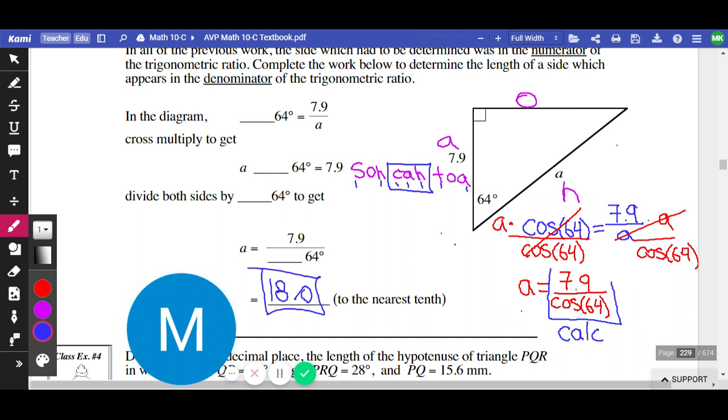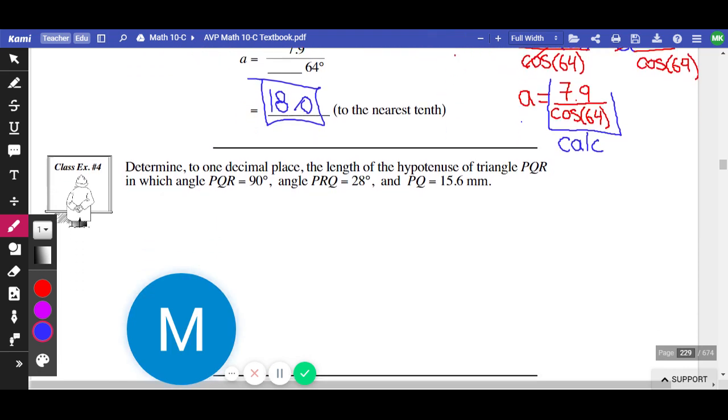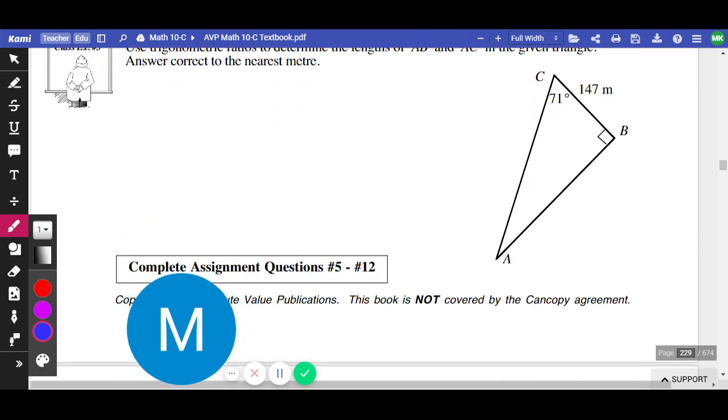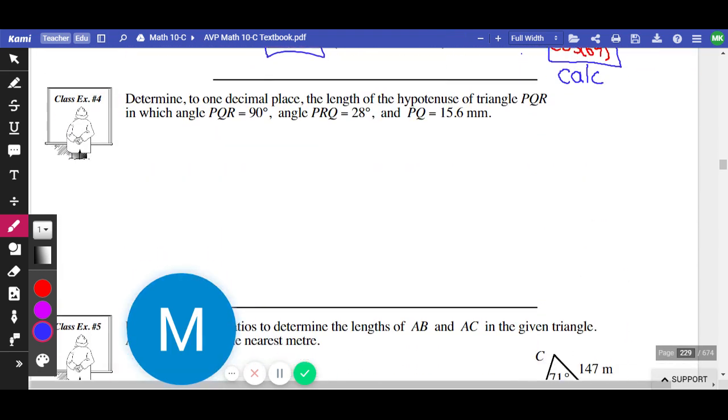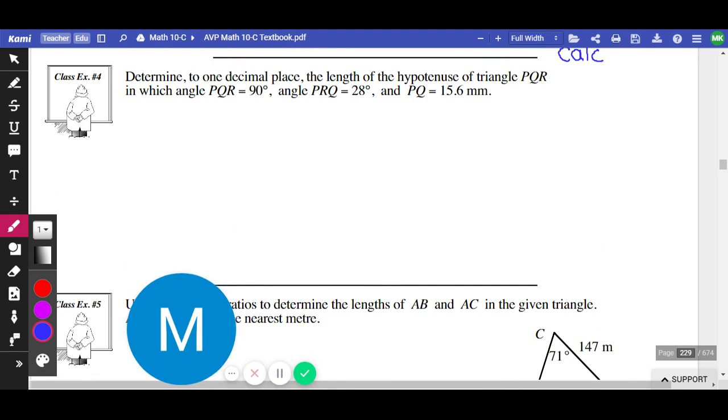Wicked. Let's see how this works, but with a little bit of a word problem. We have two questions here. This one says, determine to one decimal place the length of the hypotenuse of triangle PQR, in which angle PQR equals 90 degrees, angle PRQ equals 28 degrees, and PQ equals 15.6. All right. They gave you no info there, right? At least it didn't feel like they gave you any info there. They just gave you a bunch of math.